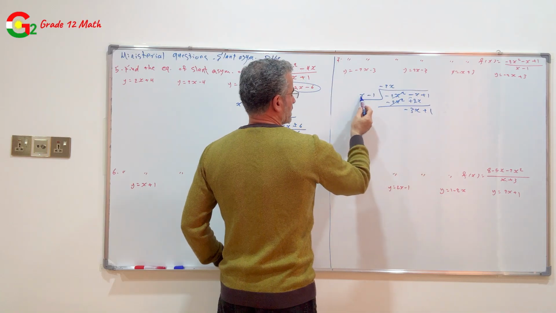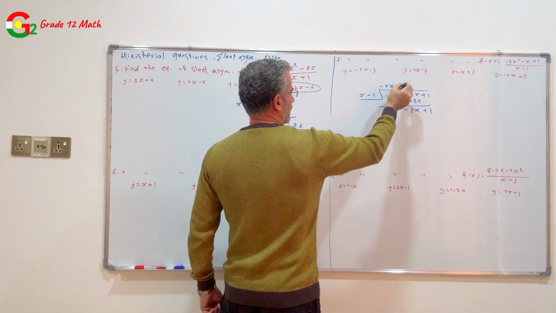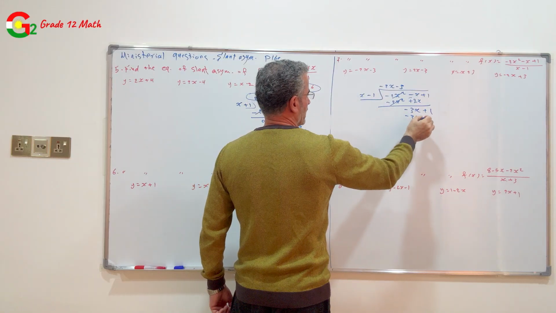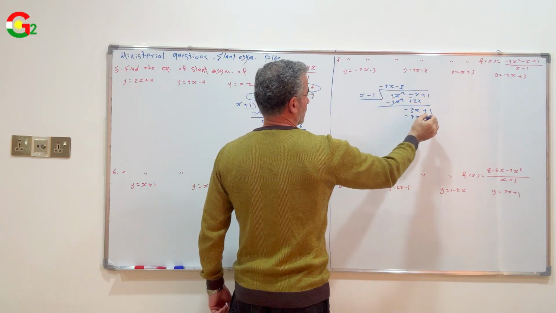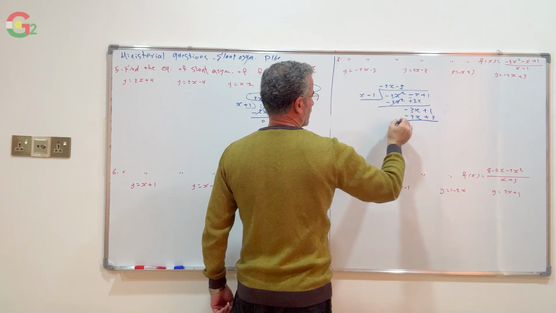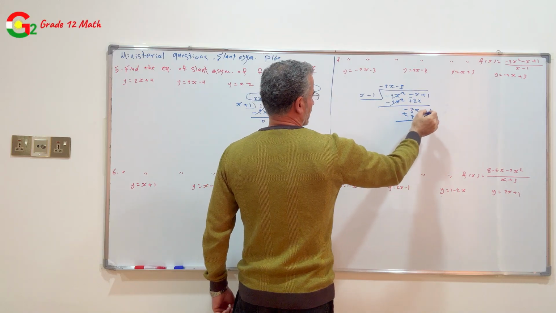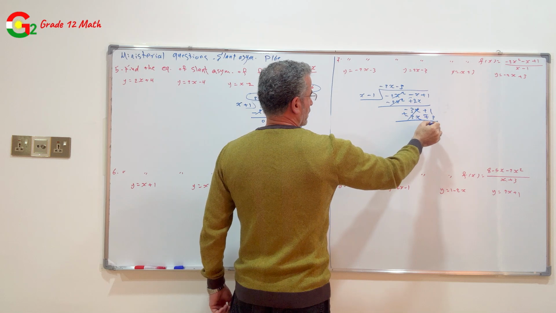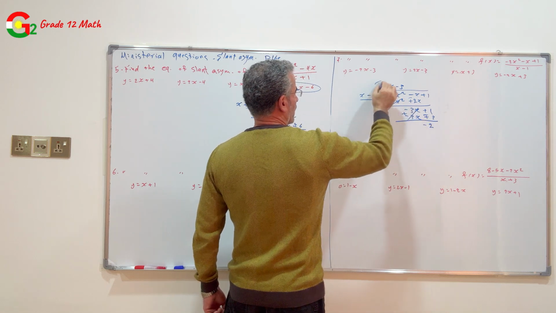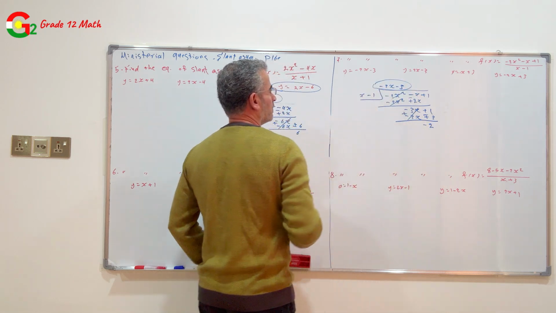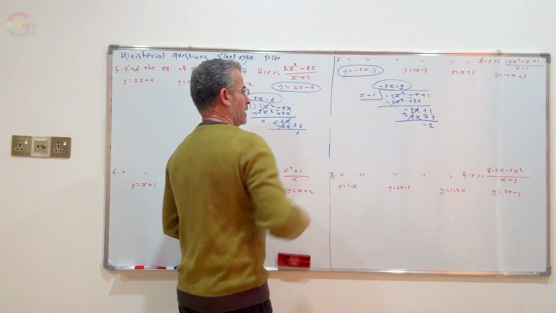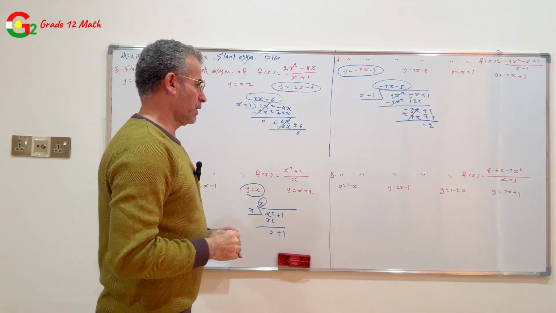Negative 3x divided by x is negative 3. Now negative 3 times x is negative 3x, negative 3 times negative 1 is plus 3. By subtraction, plus 1 minus 3 is negative 2. The remainder is negative 2 and the result is negative 2x minus 3. Choice A.